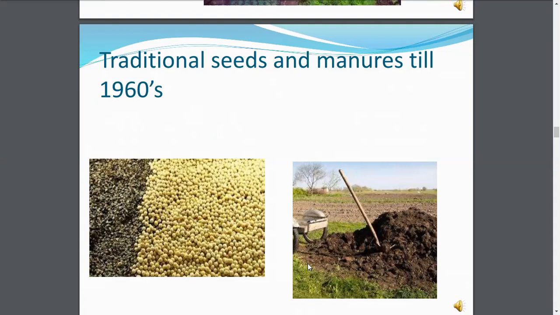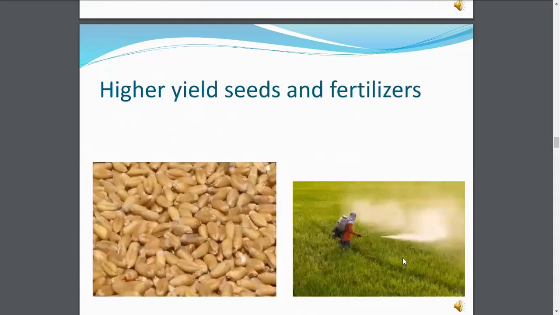Okay. So here they are focusing on traditional seeds and manures till 1960. These were the traditional seeds, and the manures were, for example, cow dung. Cow dung was considered a great manure in fields, and whatever waste they had, any vegetable waste, fruit waste, anything, they used in the farms.